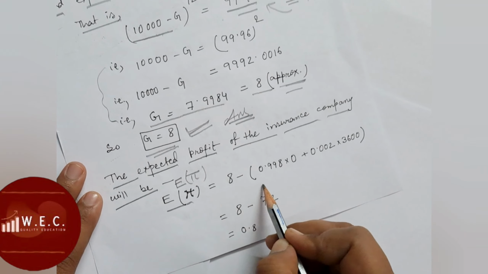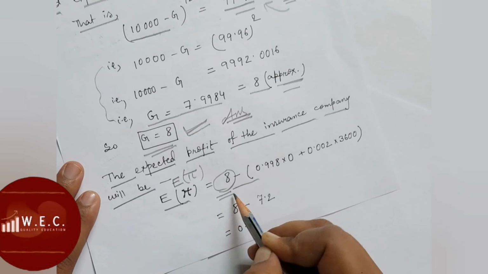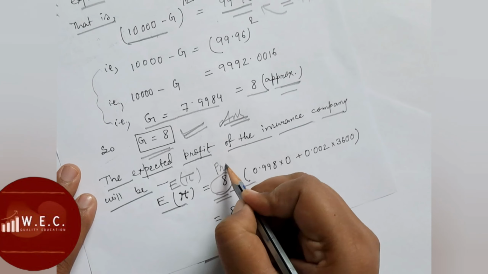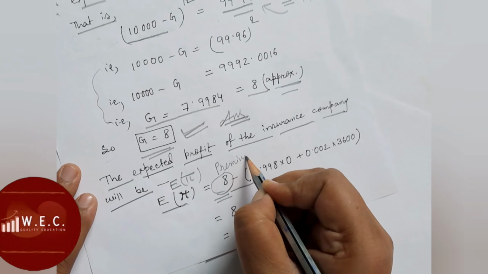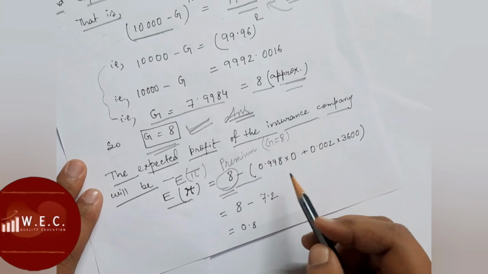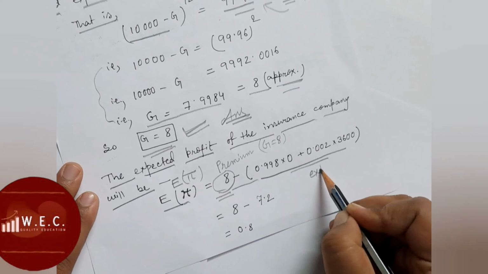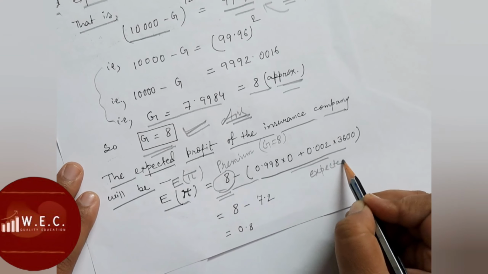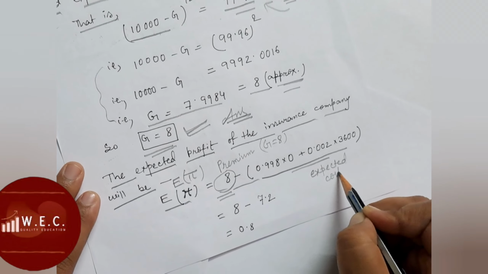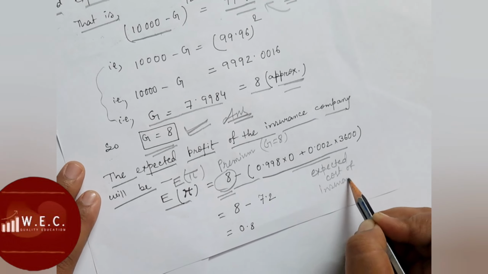Expected profit will be 8 minus 8 is the premium amount that Radha will pay for insurance protection, and 0.998 into 0 plus 0.002 into 3600 is the expected cost of the insurance company.